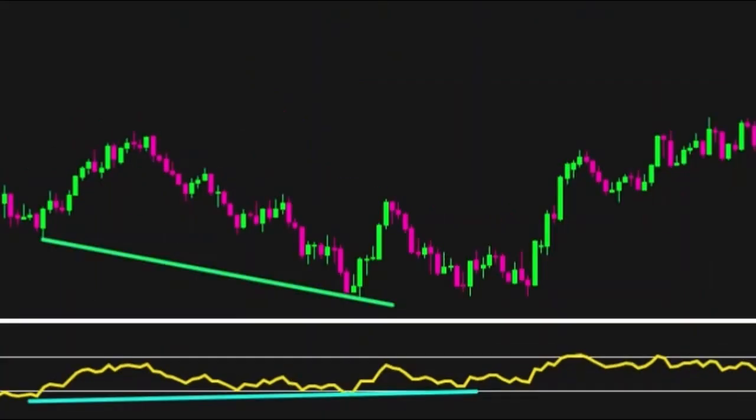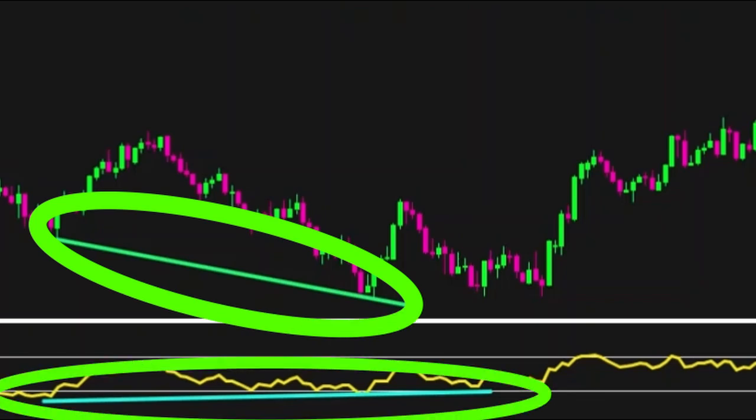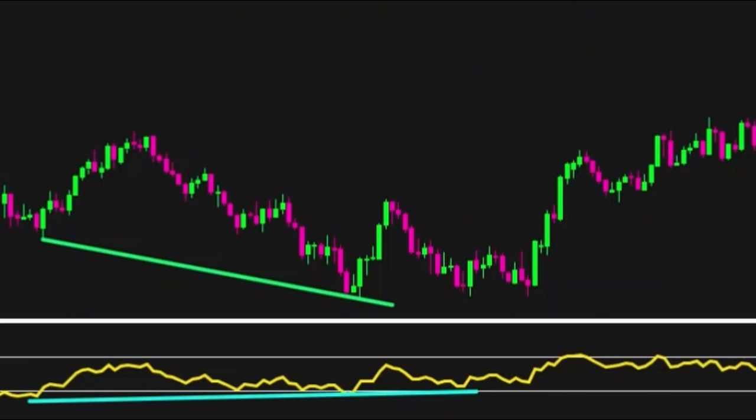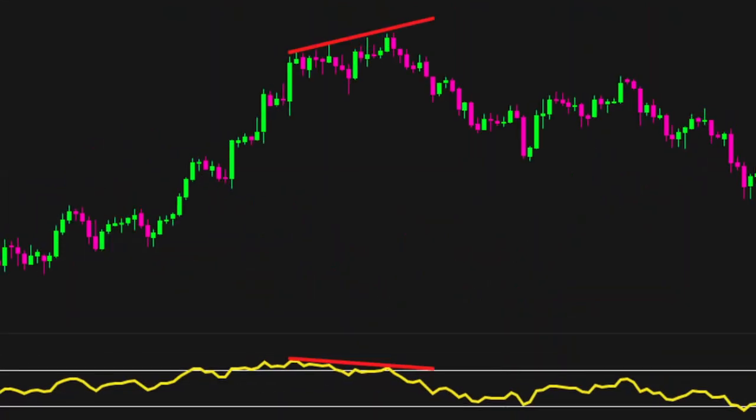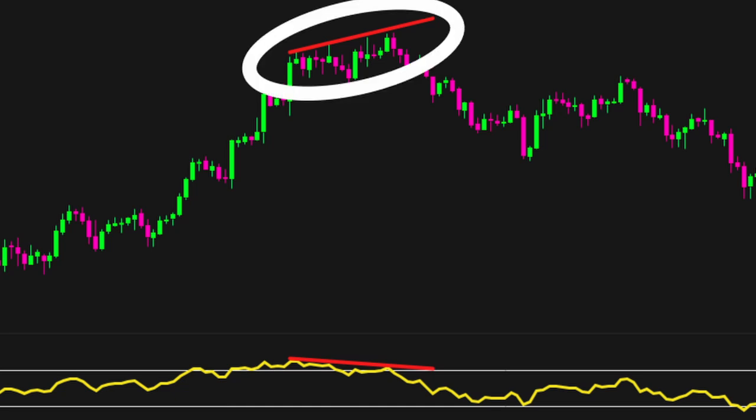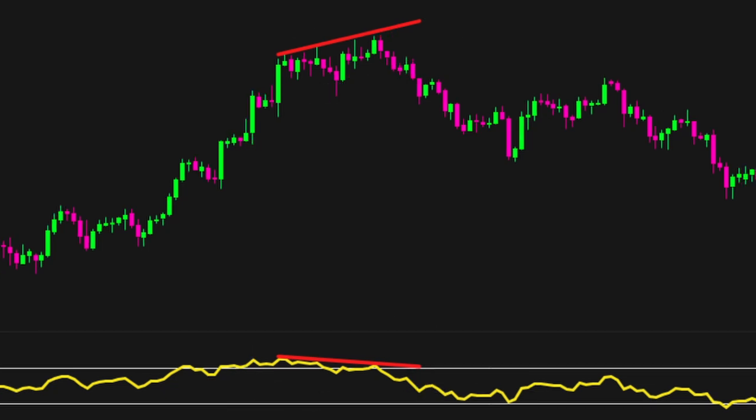The bullish divergence occurs when the price is making lower lows, but the RSI is making higher lows. The bullish divergence indicates that the current price trend, which is bearish, is weakening, and hence an uptrend can start very soon. Likewise, the bearish divergence occurs when the price is making higher highs, but the RSI is making lower highs. This indicates that the buyers are weakening and a downtrend may start soon.